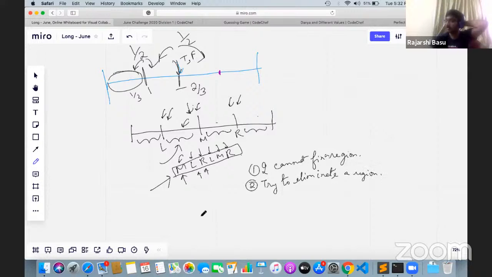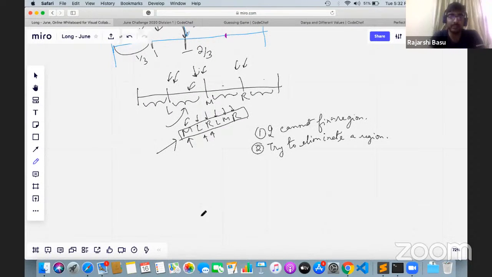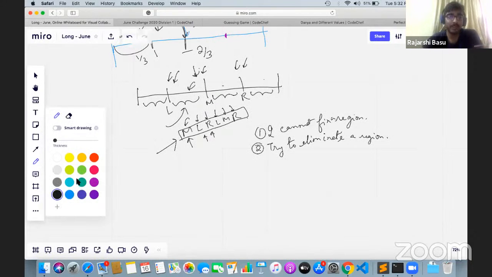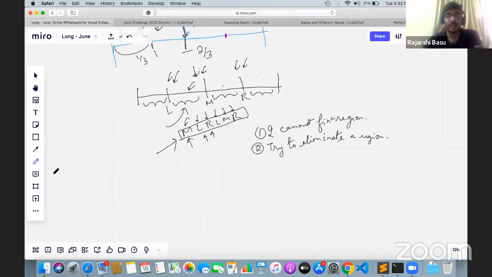Right? Treat this as a multiple choice exam and just eliminate answers. Now, let's think about how we can eliminate answers. It seems like a good idea to first query in the middle only. So let's query there. Let's query at the middle point. And let's say the grader returned us the greater than sign.